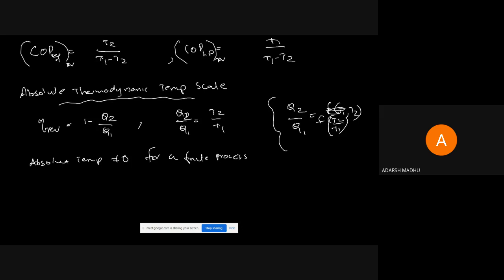What is the value of the Kelvin scale temperature? 273 Kelvin, right? Or the exact value is 273.15 Kelvin. Okay, this is the triple point of water value. This is the value of the triple point of water.